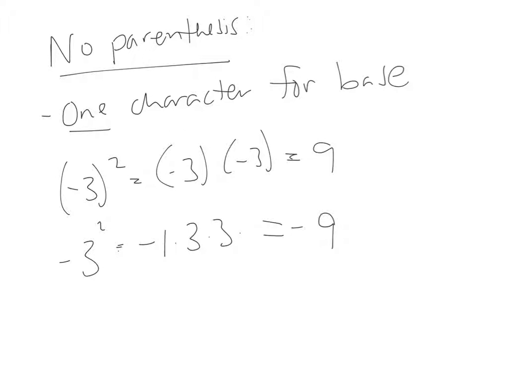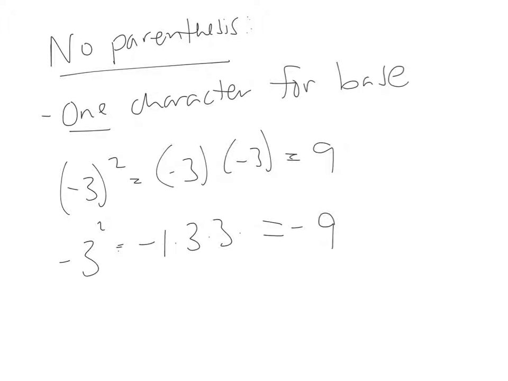So the rule of thumb for exponents: when we have parentheses, we multiply what's in the parentheses. But if there's no parentheses, we just use one character for the base only. So when you do have parentheses, (-3) squared is -3 times -3. Notice for multiplication we don't put x because we're going to use x as a variable. Sometimes you'll see dots, sometimes you'll just see them next to each other, which means we're multiplying. When we don't have parentheses, -3 squared, we can only use the 3 as our base. So it would be -1 times 3 squared, or 3 times 3, which gives us -9.